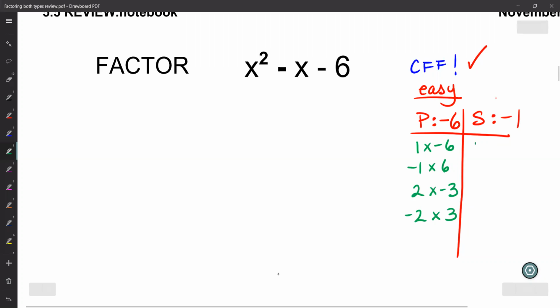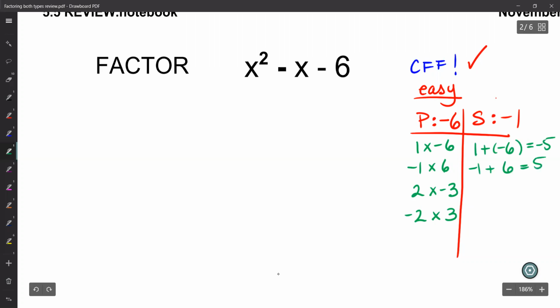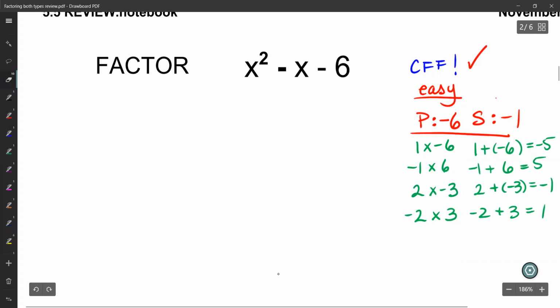Now, if we check the sum of each of these, I want the sum to end up equaling -1. So this one doesn't work. This one doesn't work. This one looks like it works. That one's -1. And then this one would be, of course, +1. So here are our numbers. If you want, you can even indicate that at the bottom of your chart. Maybe we can do final numbers.